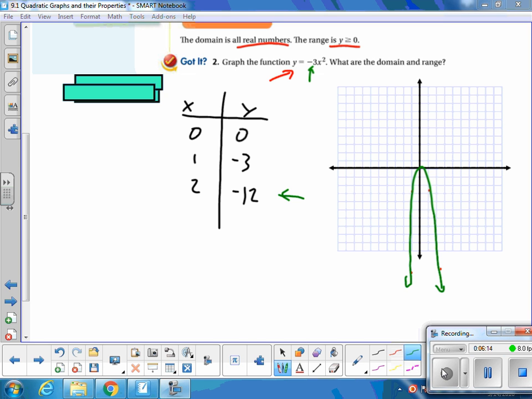The domain on this one is all real numbers. Everything works. And my range is less than or equal to 0.